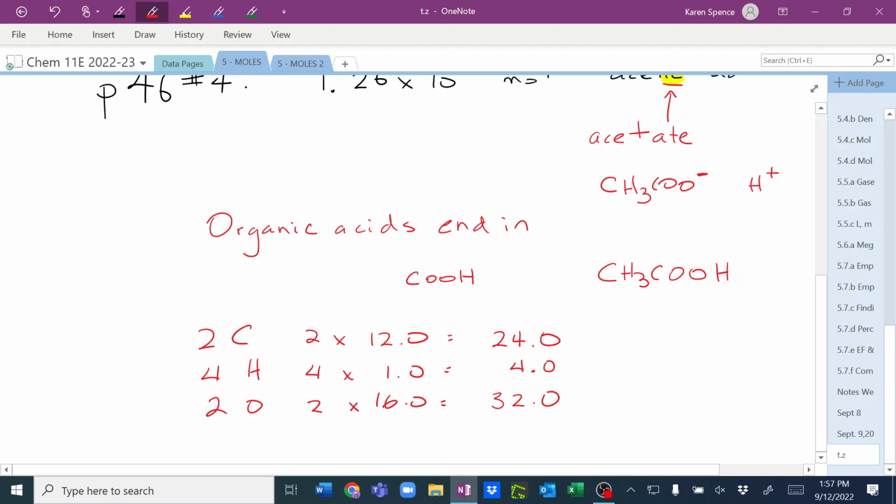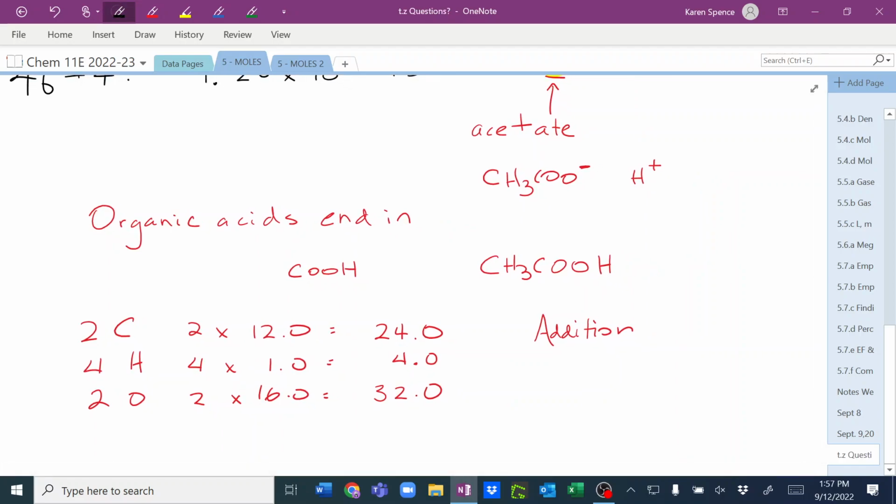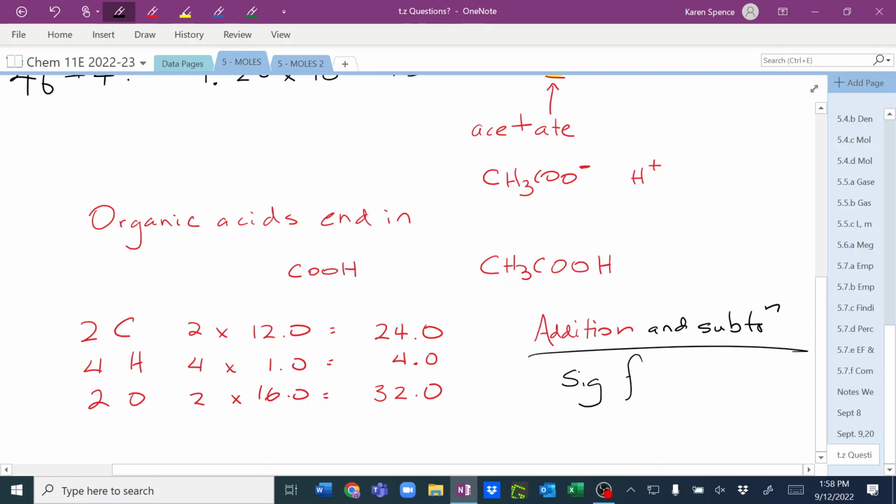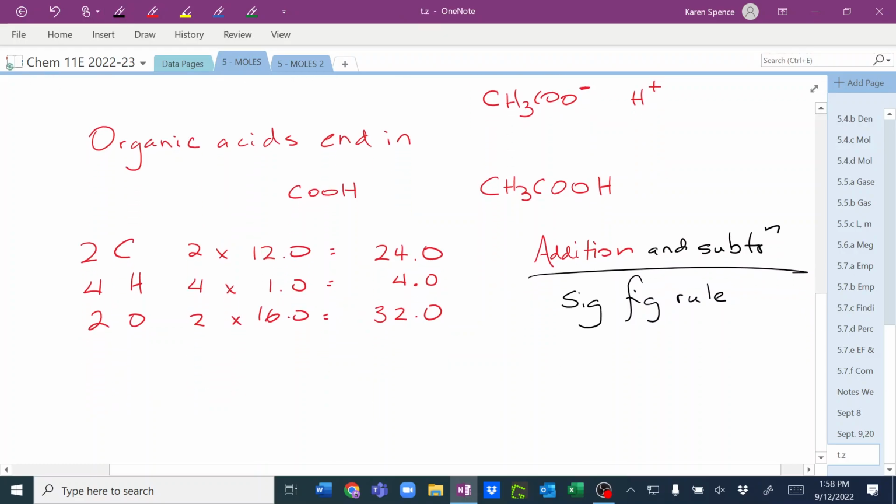Technically, when we are adding up the masses to make the molar mass, this is an addition problem. Even though we can do some of it by multiplication, we're technically adding 2 carbons and adding a hydrogen and a hydrogen and a hydrogen. We could add them up all individually. What is the sig fig rule for addition and subtraction? I'm not sure this is your question, but I wanted to talk about it today anyway. So what is the sig fig rule for addition and subtraction?